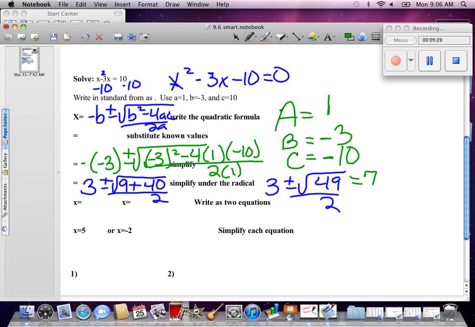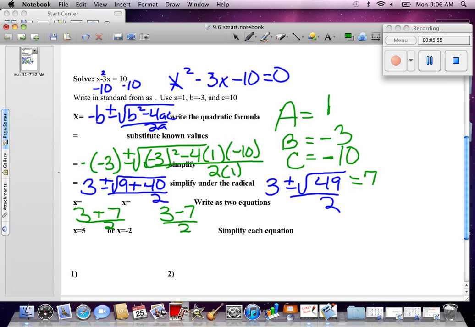7, right? So now I have to write it 2 ways because you see there's a plus sign out here. There's also a minus sign out here. So I'm going to write it 3 plus 7 over 2 and 3 minus 7 over 2. Where did I get the 7? It's the square root of 49. So 3 plus 7 over 2, 3 minus 7 over 2.